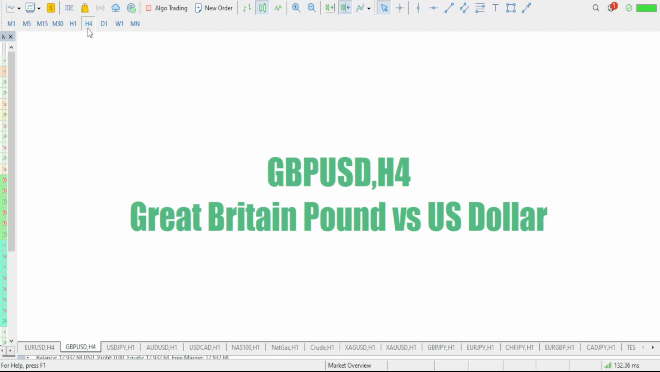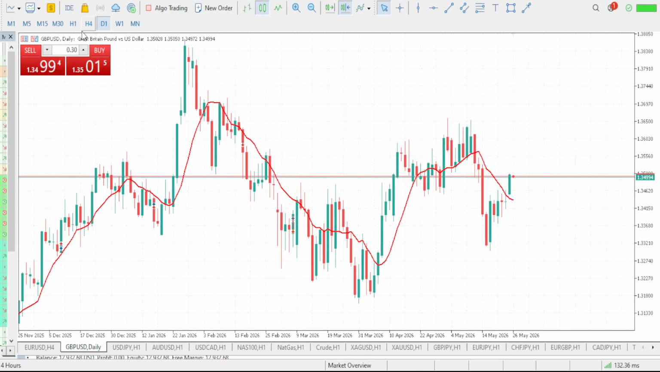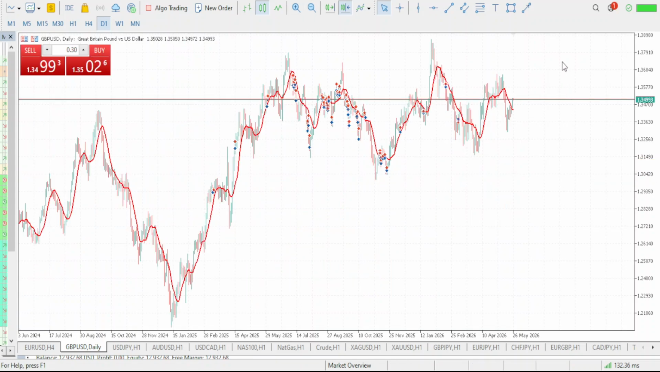Now let's start with the trend right here on our GBP USD. So guys, before you take a trade, first thing, you need to know what the trend is, right? Second, you have to trade with the trend. Now let's zoom it out.